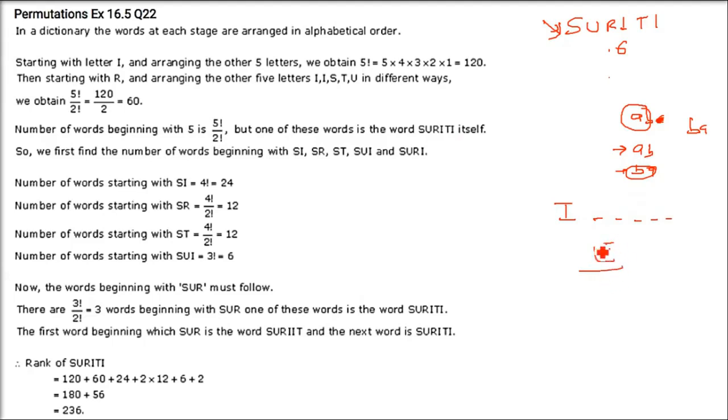This is for fixing I. This is the answer for the first one. I is the first one. The other 5 will come, and you have fixed it. This will be 120. You started with I because I will come first in the lexicographical order.